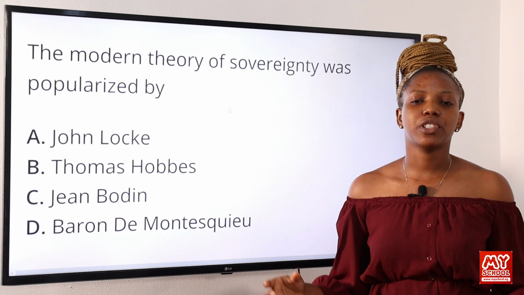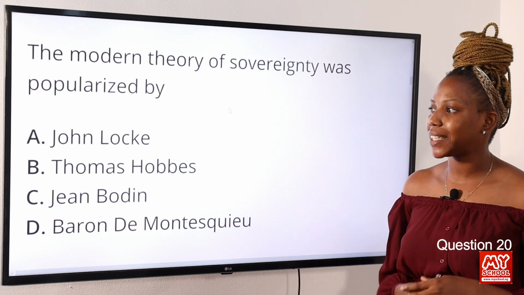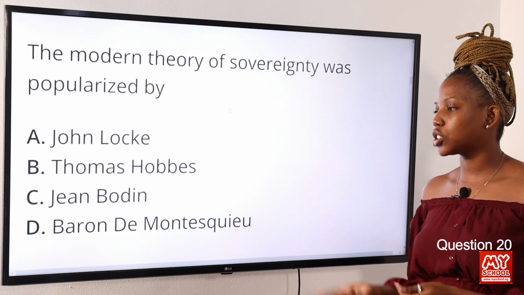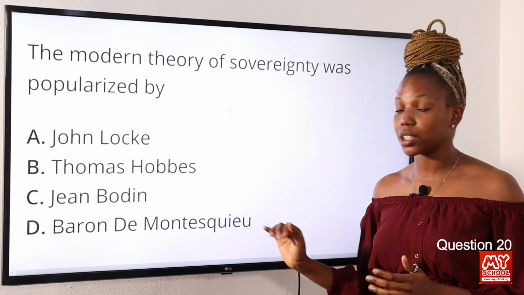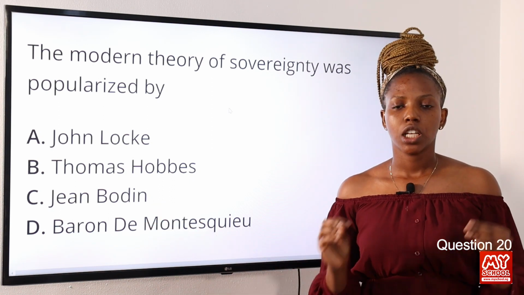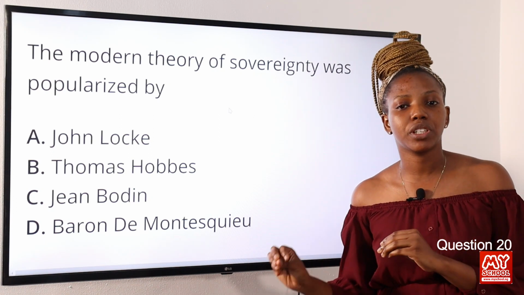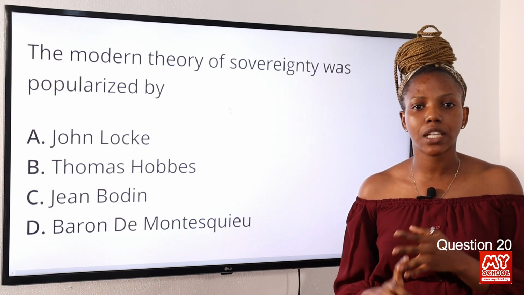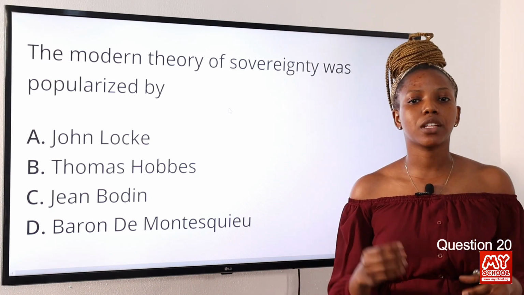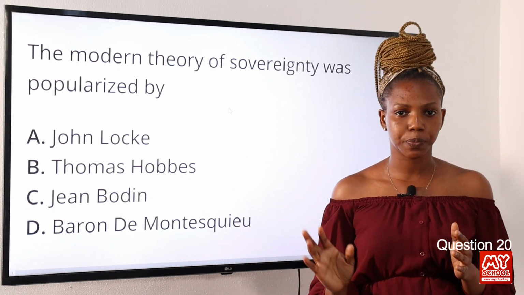Now moving on to question 20. The modern theory of sovereignty was popularized by option A, John Locke, option B, Thomas Hobbes, option C, Jean Bodin, option D, Baron de Montesquieu. The answer to this question is option C, Jean Bodin. Jean Bodin popularized the theory of sovereignty, where he defines sovereignty as a supreme, perpetual, and indivisible power marked by the ability to make law without the consent of any other person. So the answer to this question is option C, Jean Bodin.